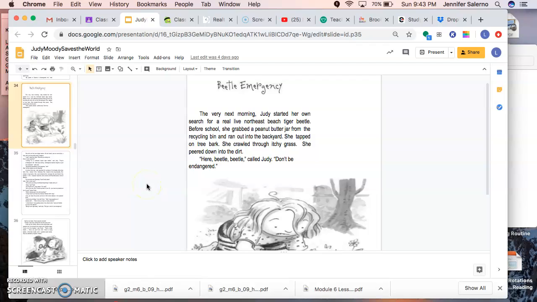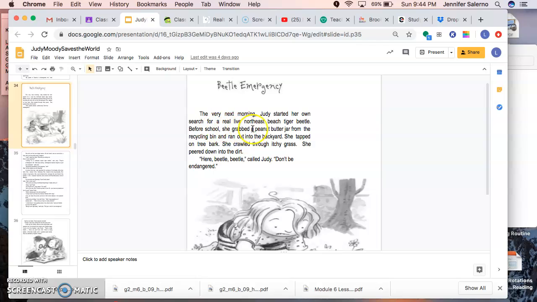Hey, 2-3. So today we are moving on to chapter 5 in our Judy Moody Saves the World book, and it is titled Beetle Emergency. The very next morning, Judy started her own search for a real live Northeast beach tiger beetle.